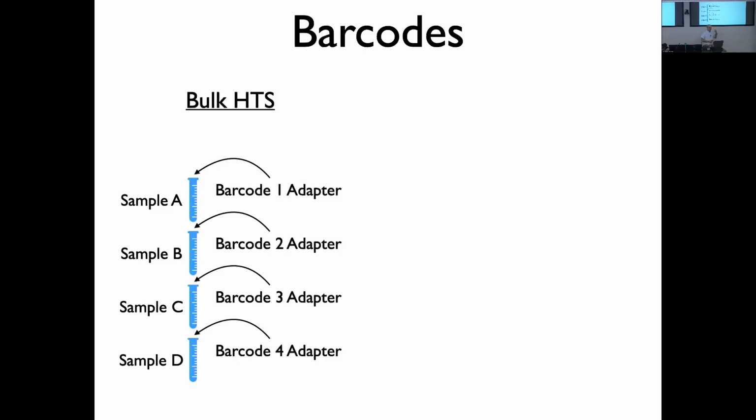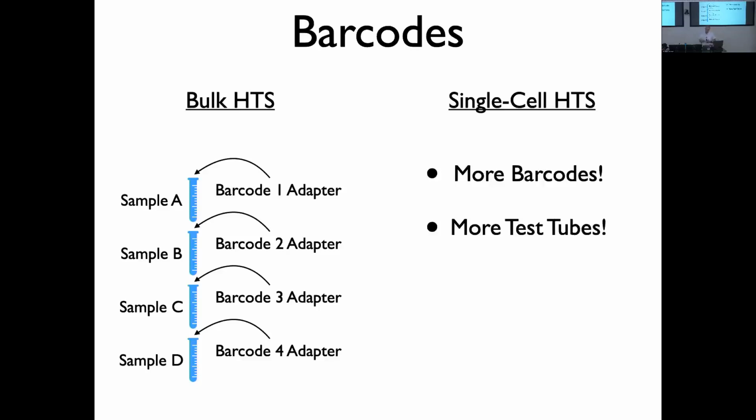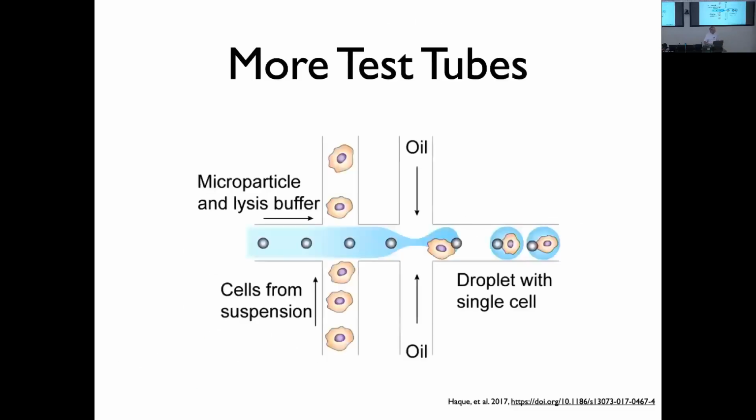So again, this is bulk high throughput sequencing. For single cell high throughput sequencing, we have this problem that instead of just barcoding samples, we need to barcode cells. So how do you do that? Well, it ends up being relatively simple. You need more barcodes and you need more test tubes, right? More barcodes actually isn't that hard. If you make the barcode long enough, you could have one barcode for every atom in the universe. The more test tubes is slightly more complicated, but it ends up not being super complicated.